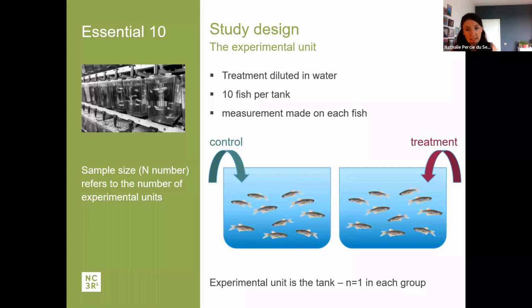So being explicit about the experimental unit is really important because as a reader, you'd probably draw very different conclusions if you're looking at data with n equal 1 or n equal 10 in each group.